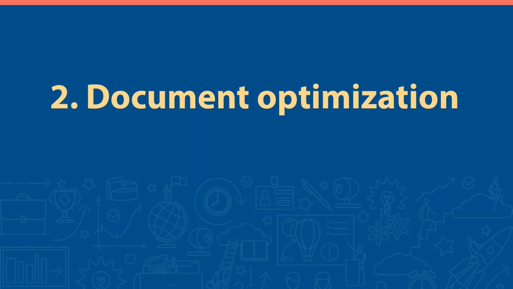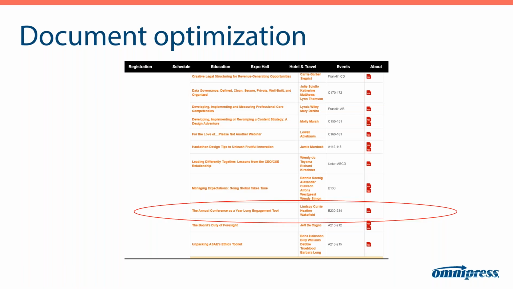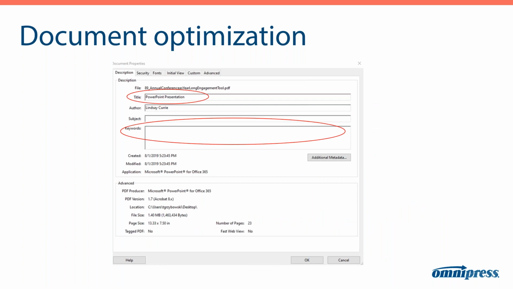Now looking at number two, document optimization. So in the earlier example where we were performing searches for content related to the 2019 ASAE conference session, document optimization is a big reason we weren't finding any results. So going back and looking at that 2019 conference agenda, you can see that with this session, they've included a PDF of the session presentation. But when I download and open the PDF, there isn't any metadata in the PDF that would tell Google to serve this in any search results.